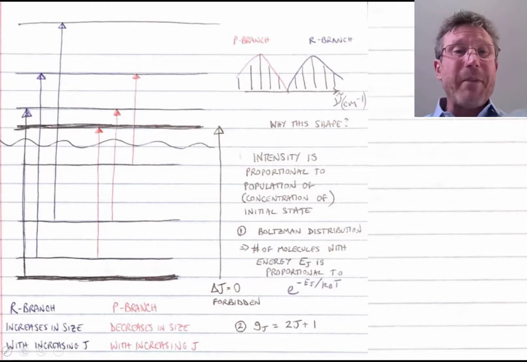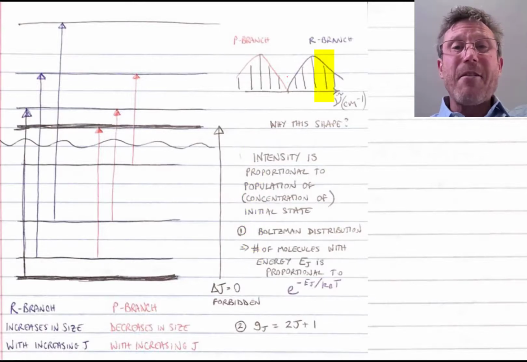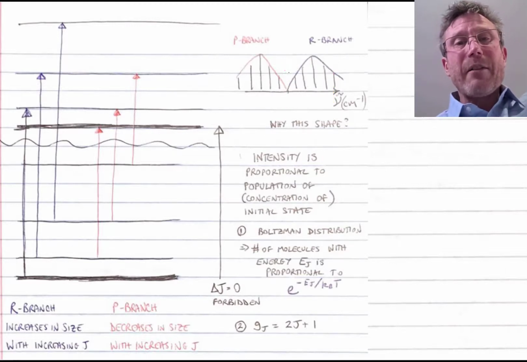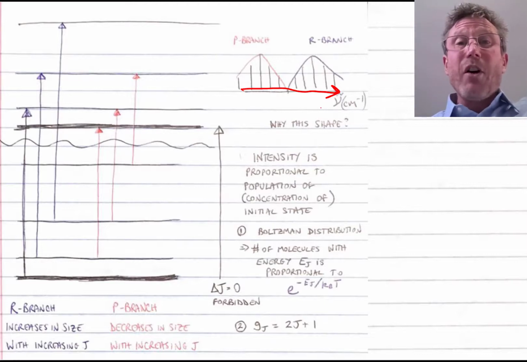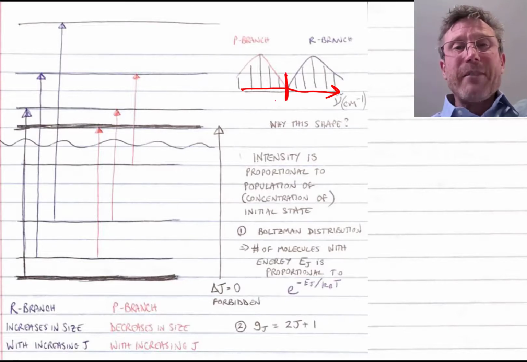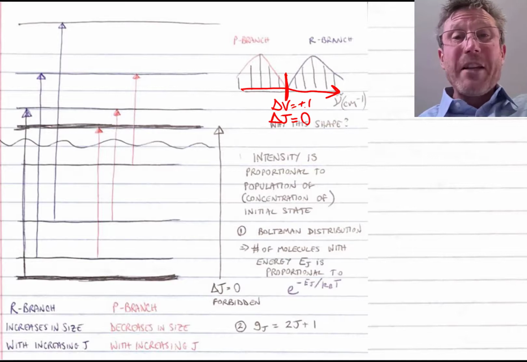What does this mean for spectroscopy? Oh, and by the way, the transition with delta J equal to 0 is forbidden according to the selection rules. What it means is we get no transition in the middle. So here's a diagram where on the x-axis I've got wave numbers. In principle we have delta V equal to +1, but delta J is equal to 0, so that transition is not allowed, and we don't see anything in the spectrum.